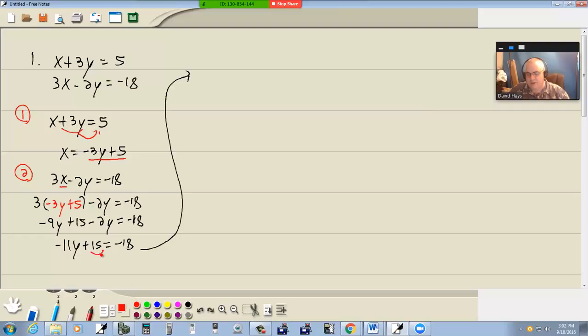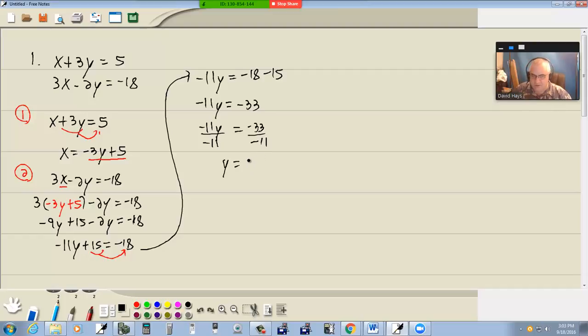Get everything with y on one side, numbers on the other, so I take 15 over. So I have negative 11y is equal to negative 18 minus 15. Combine numbers at a step. Negative 18 minus 15 is negative 33. And last step, divide both sides by the number in front of your y, which is negative 11. And we get y is equal to 3, not 2. There we go.